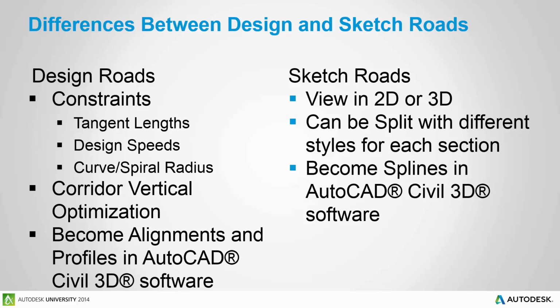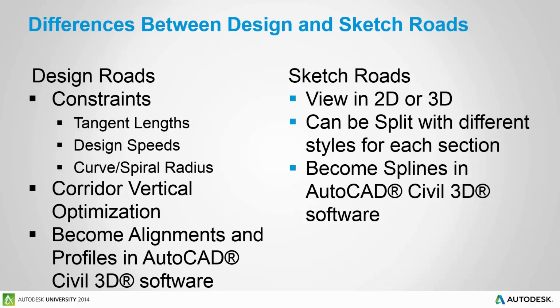The drawback to using a sketch road is that when you take them into Civil 3D, they don't come across very well. In fact, they come across as splines. So rather than having two tangents with a curve in between, you're left with two tangents with multiple small little segments in between, or basically a spline.